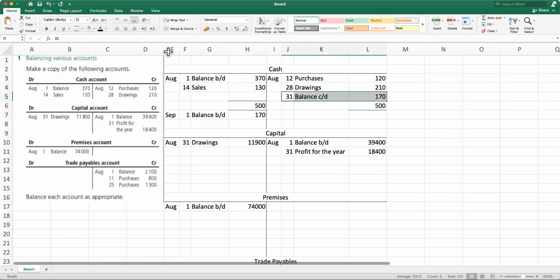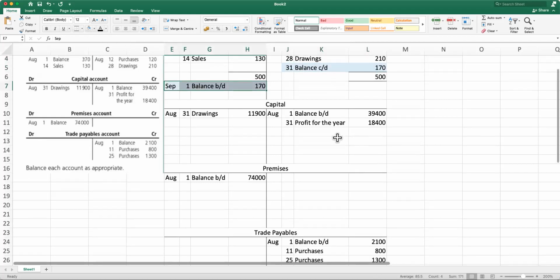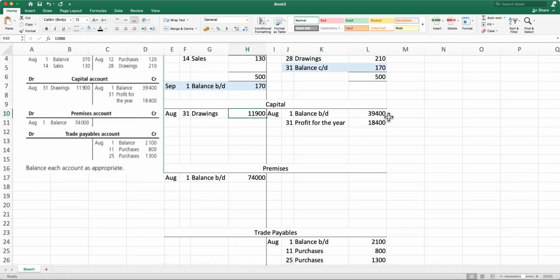So these two are actually a pair of accounts that work together. Without a balance carried down, you cannot have a balance brought down. The same goes for your capital. As you can see, capital is heavier, there's more amount on the credit side, which is 57,800 and 11,900 here. So what we need to do is take this amount minus this amount, and then you can find your balance on the credit side.